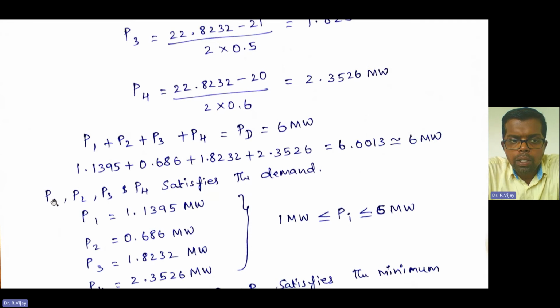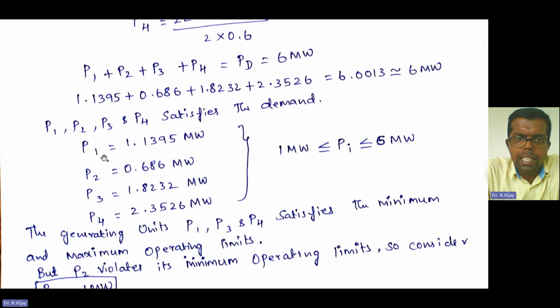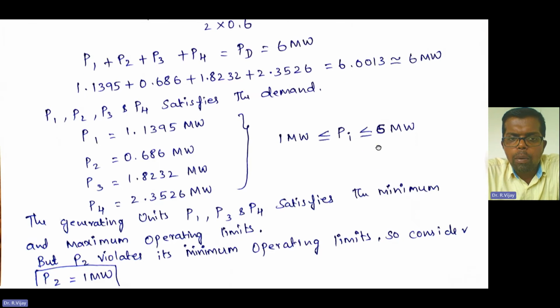But even though P1, P2, P3, P4 satisfy the demand, you also need to check the minimum and maximum operating limits. That is, P1 is equal to those values you need to write. The minimum and maximum operating limit given in the problem is 1 megawatt less than or equal to PA less than or equal to 6 megawatt. So you need to check all these minimum and maximum operating limits.